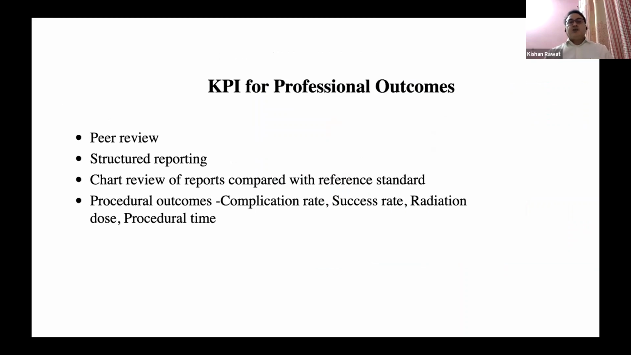Key performance indicators for professional outcomes are peer review. Imaging is sent to another institution for peer review, and they send their reviews regarding this imaging. We compare these reviews with our original reports. Structured reporting: every report should be structured and should use a standard lexicon so that the clinician understands your language, what you want to convey. Chart review of reports compared with the reference standards. So we have to compare our reports with the final diagnosis or the histopath report. Then procedural outcomes: complication rate, success rate, radiation dose, and procedural time.